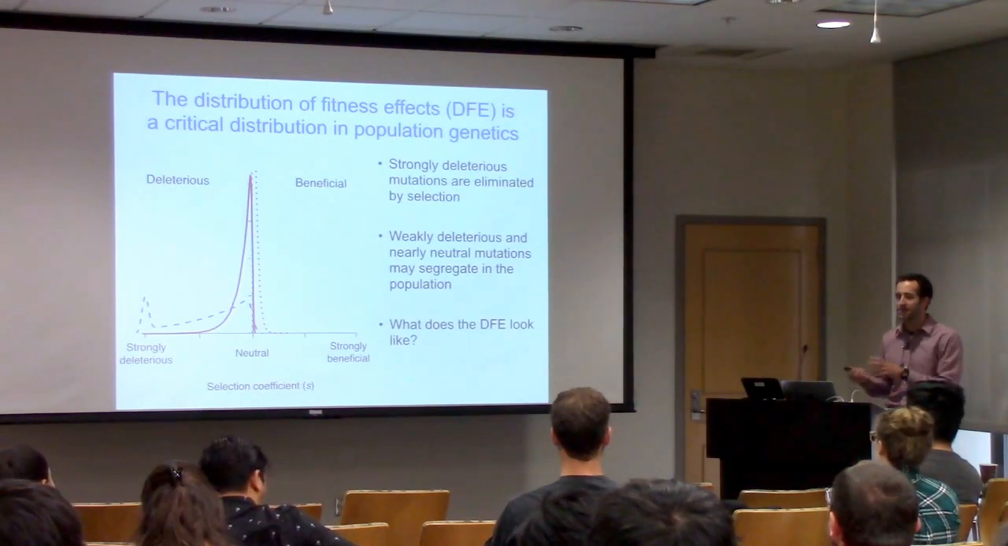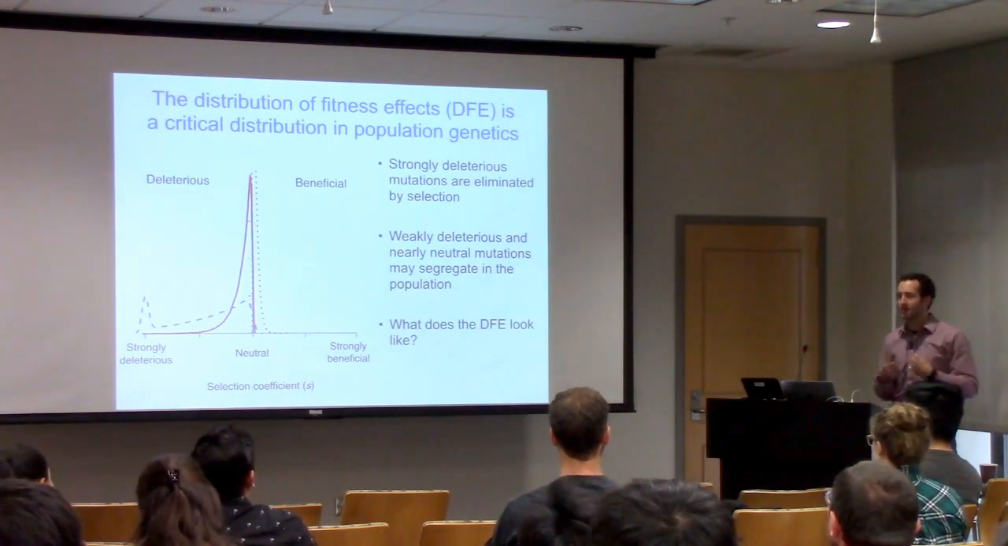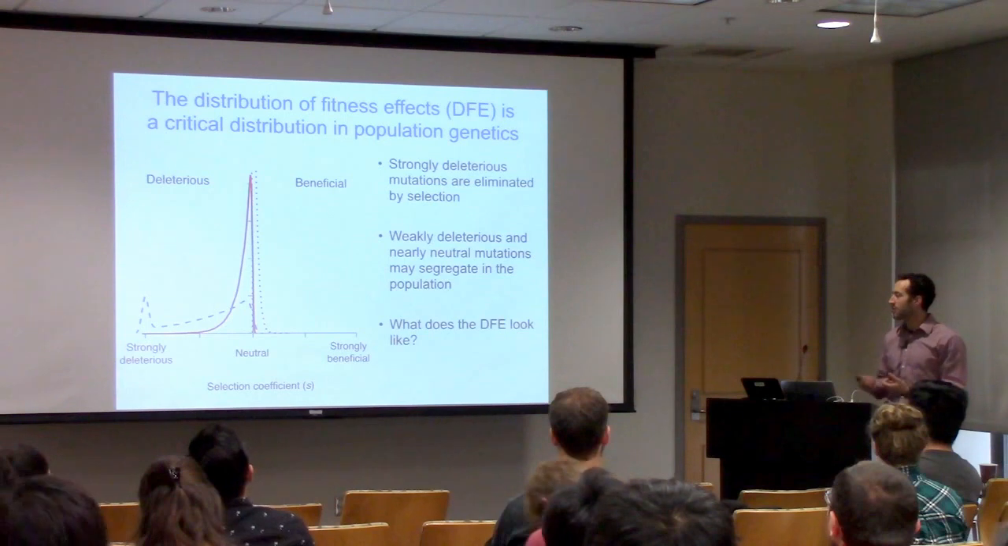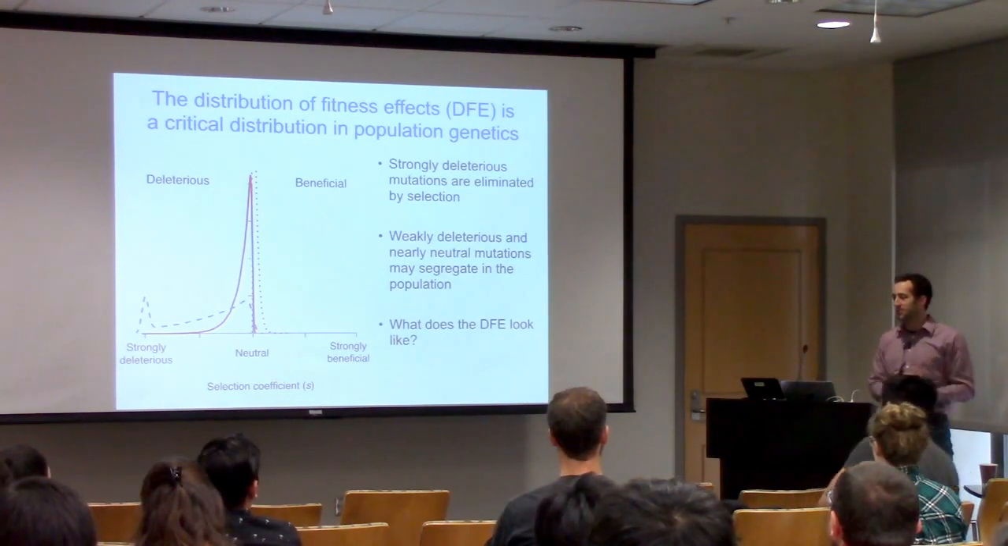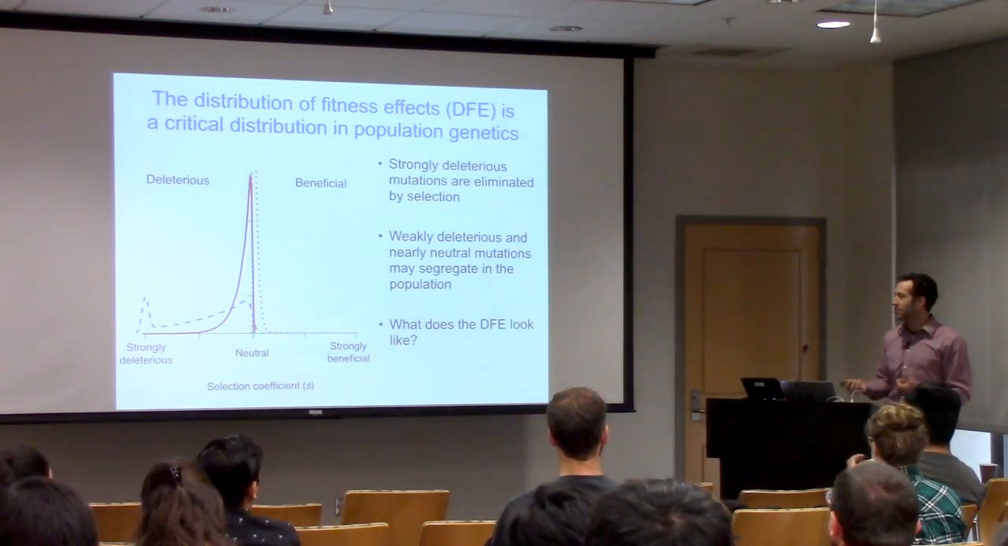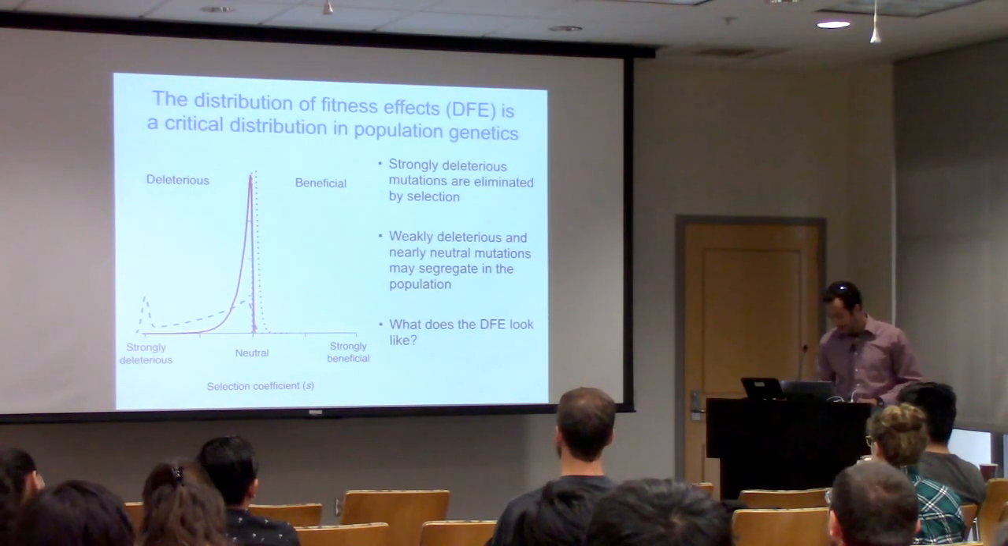So not the stuff that ultimately survives to be sampled when you collect individuals. And the idea is, and we're jumping ahead a little bit, what we're going to do is use data from individuals sampled along with population genetic models to try and infer what this distribution looks like. And I'll get into detail about how that works in the next couple minutes.